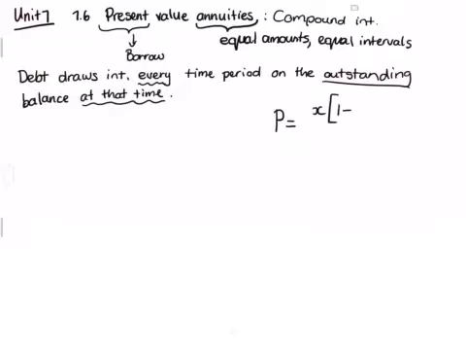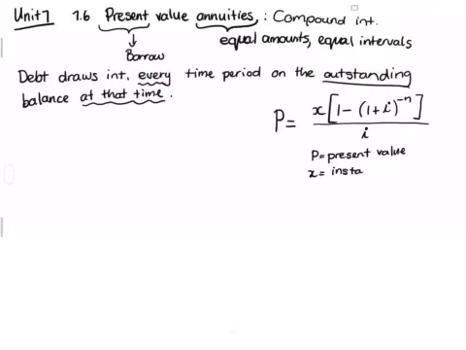And we'll explain what it all means now. And remember again, your i is usually i over m, and your n is usually n times m. This is just your general formula. So P is present value. P is how much did I borrow? X is my installment amount. How much do I pay back every month?